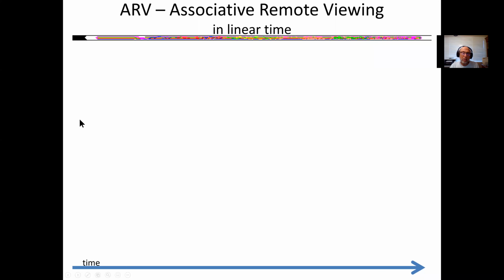Okay, so first let's do ARV, Associative Remote Viewing, and the first look we'll do is in linear time.